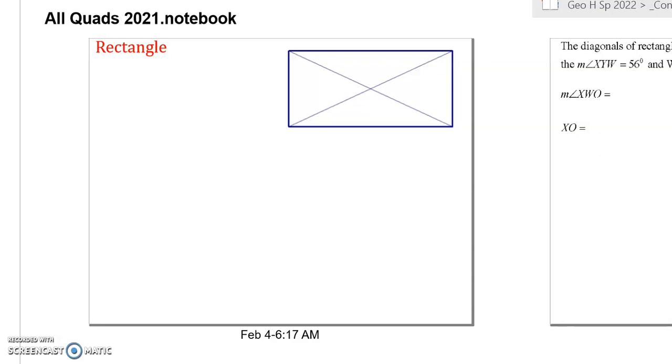So we already know this has 7 properties. Opposite sides are parallel, opposite sides are congruent, diagonals bisect each other. We already know that. We know the opposite corners are congruent. We know these corners are supplementary. We know all that. What makes a rectangle different than a rhombus?